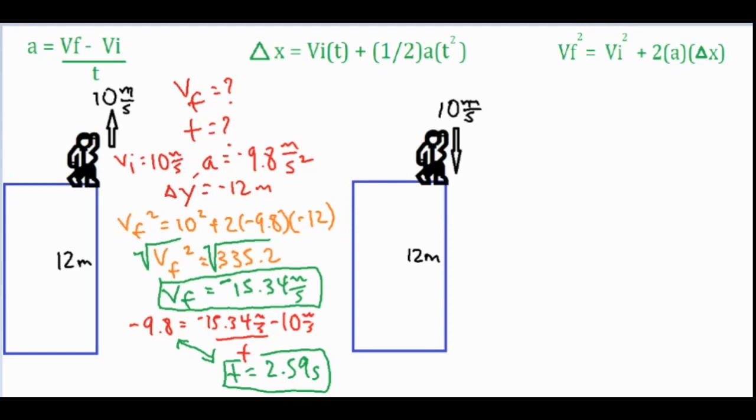And we're also going to find those same two things for our second one. Now, the difference is that now the 10 meters per second is directed downwards, so our VI is going to be negative 10 meters per second. Our acceleration is still negative 9.8 meters per second squared for anything in free fall. And our delta Y is still going to be the same. The object is being displaced downwards 12 meters, so we have a delta Y of negative 12 meters. So I'm going to go ahead and take a little shortcut because I am doing very similar calculations.